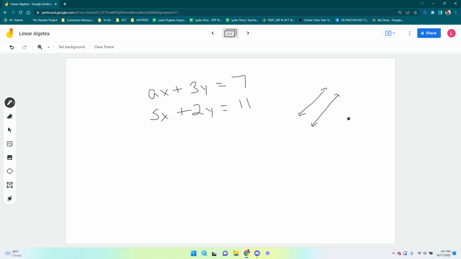Parallel lines have the same slope. So therefore, in order for these to be parallel, they have to have the same slope. So we can just say, okay, well, negative a over 3 is equal to negative 5 over 2. So this is going to be 2a is equal to 15. A is equal to 15 over 2.